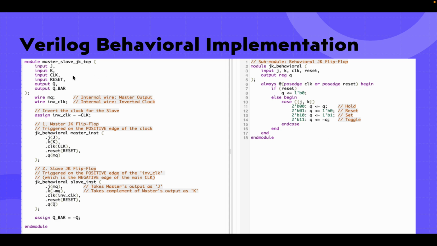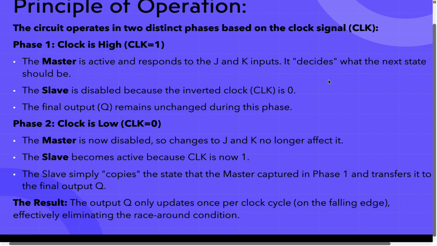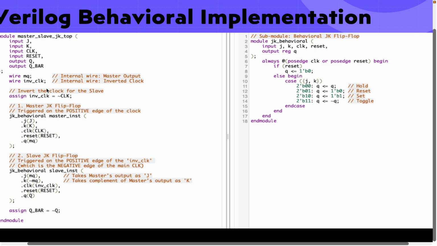Now if I want to create a master slave JK flip-flop, here you will have the same number of inputs and outputs. Extra will be Q bar. Here also we could have written a Q bar, but we haven't, because here I have given the negation and have not mentioned Q bar. But for master slave, I mentioned it. You'll have two wires, that is wire MQ and wire inverter clock.